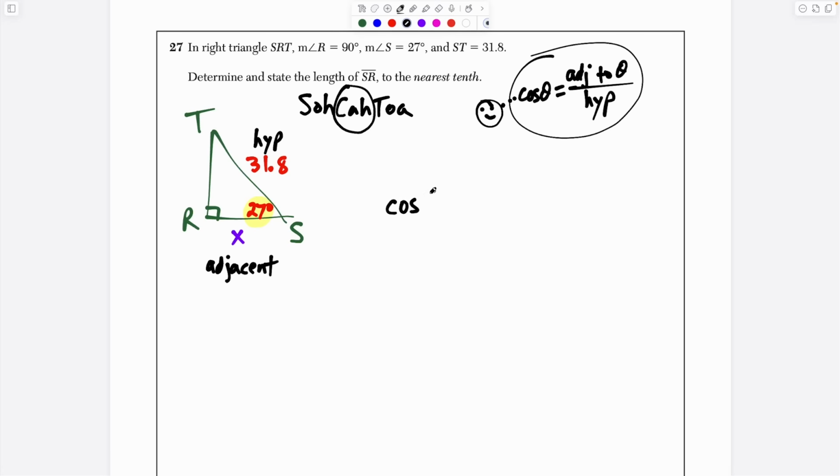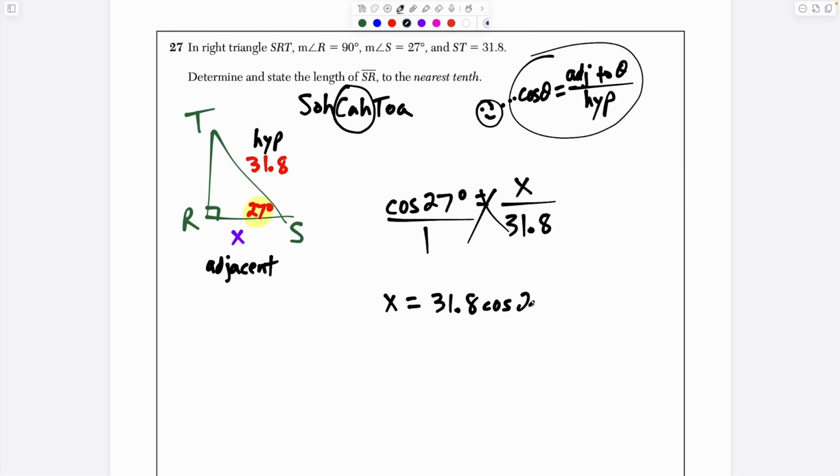I have cosine of 27 degrees equals the ratio of the side adjacent to 27 degrees, which is the one we're looking for, x, over the hypotenuse, which is 31.8. And now I could just call this cosine of 27 degrees over 1 and cross multiply, and we get x equals 31.8 times cosine of 27 degrees. And here they're telling us to round our answer to the nearest tenth.